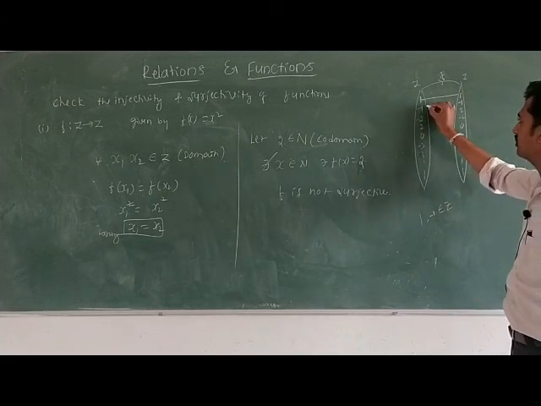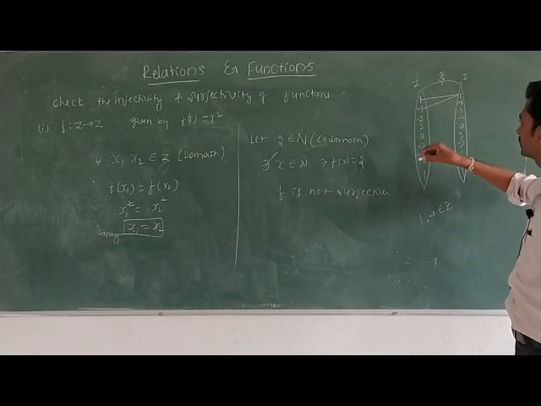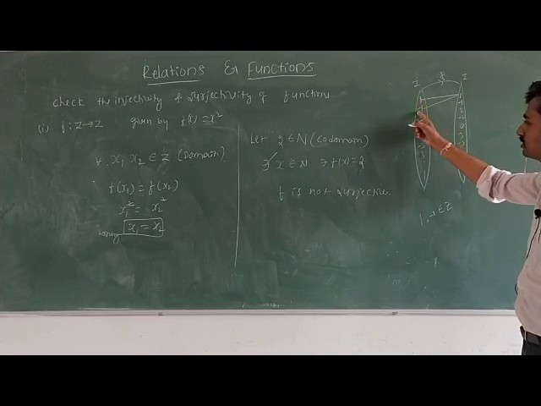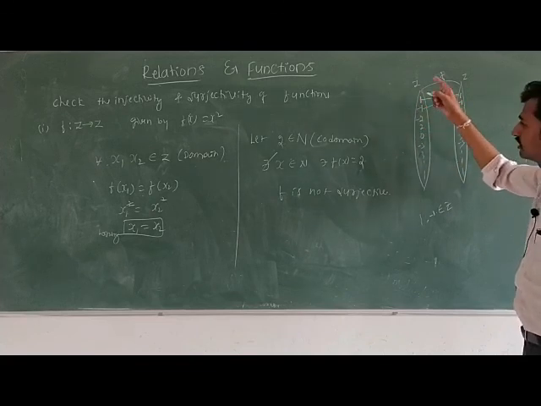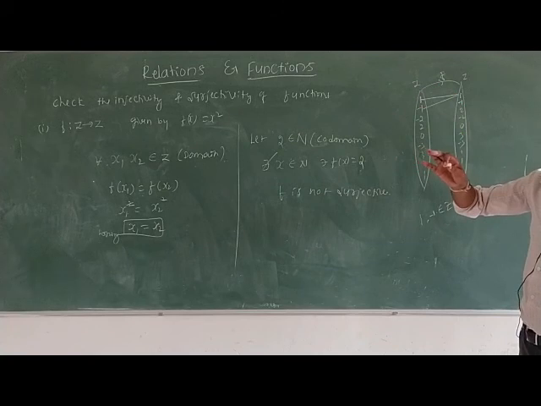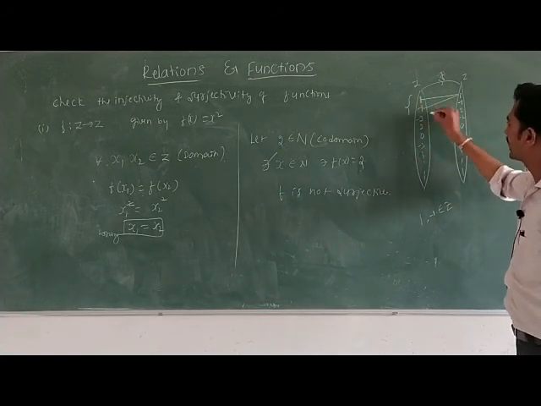Minus 1 whole square is also equal to 1. So here 1 and minus 1 both belong to the domain and both are different elements. These two different elements have the same image.